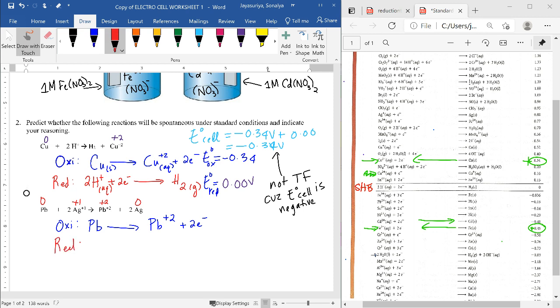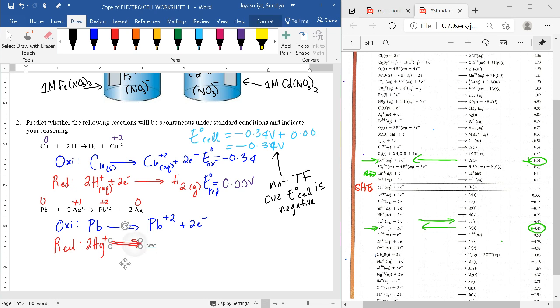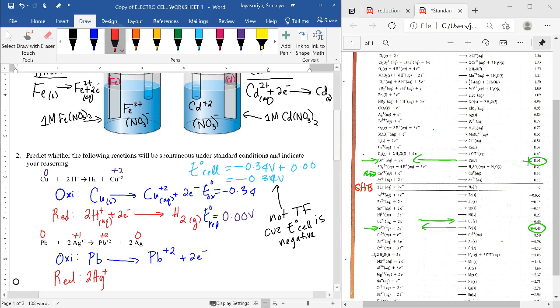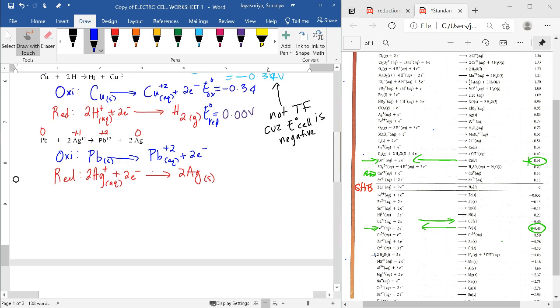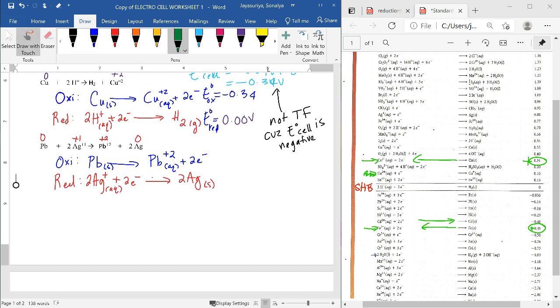Reduction is 2 silvers, going to, do we need that? Okay. 2 silver ions plus 2 electrons going to 2 Ag. Solid, aq. All right. So this is definitely something that happens because, I mean, you probably have some knowledge of the activity series.